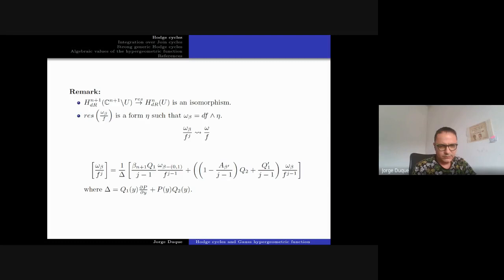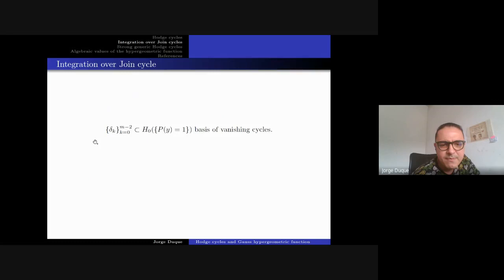Now, let's consider a basis of vanishing cycles of the homology. Remember that our polynomial of interest is G plus P equal to zero. With this basis, we can describe a basis for the homology of G plus P equal to zero. This means we can describe a basis for the n homology of U.